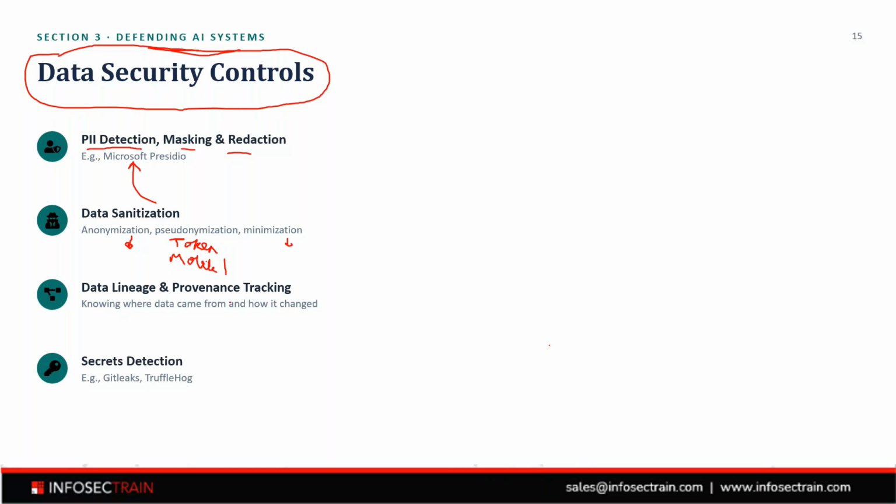Okay, then when you're talking about data security controls, from your compliance point of view, data lineage and provenance is also very important, right? You should be able to track where your data has come from, who has made the changes, how it has changed, right? Okay, then you also have the data secret and API key detection, right? So you have secrets detection also over there.